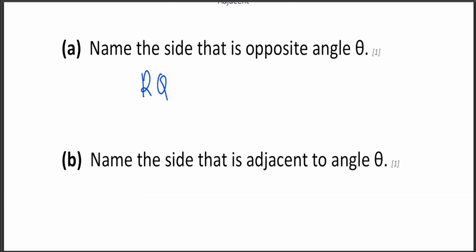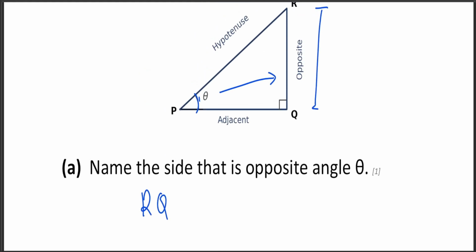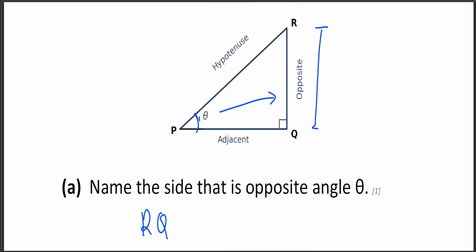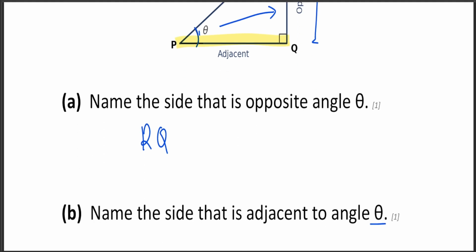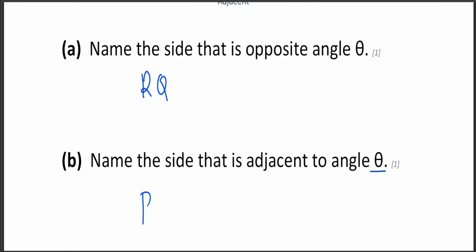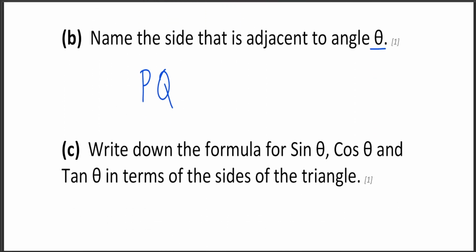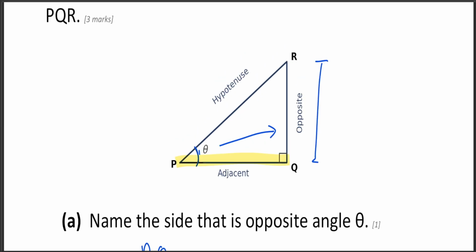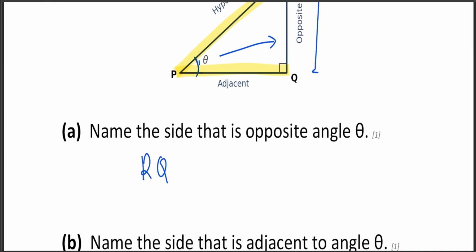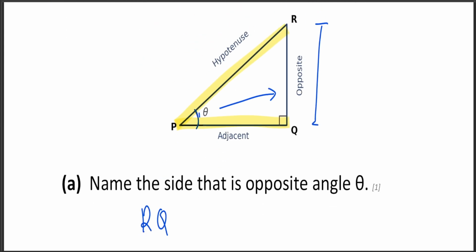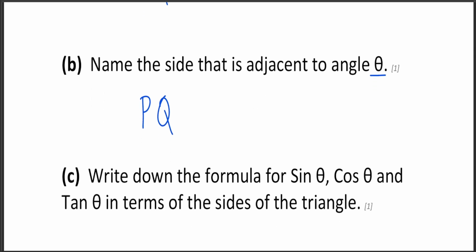Now name the side that is adjacent to the angle, and that side is this one. The one that is adjacent to this angle is this one here, and that one is PQ. I have written everything. Then we have the hypotenuse, obviously, which is this one, PR. In case you are asked, just know that. So yeah, and then let's come back to this question.